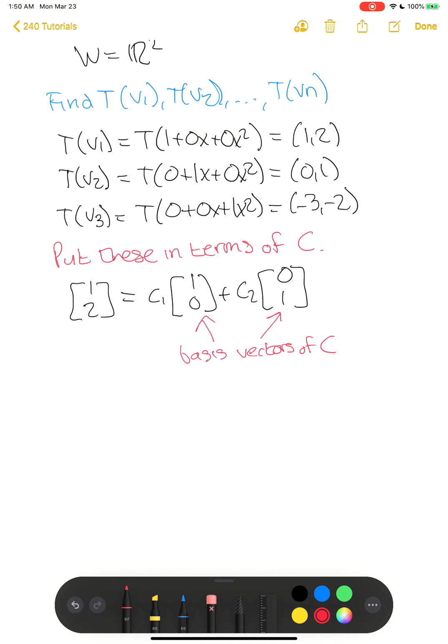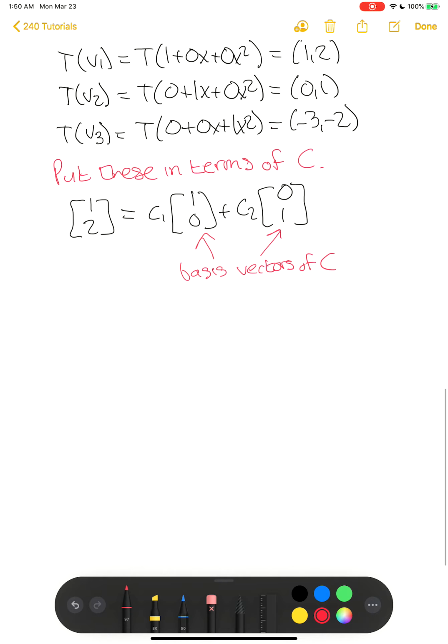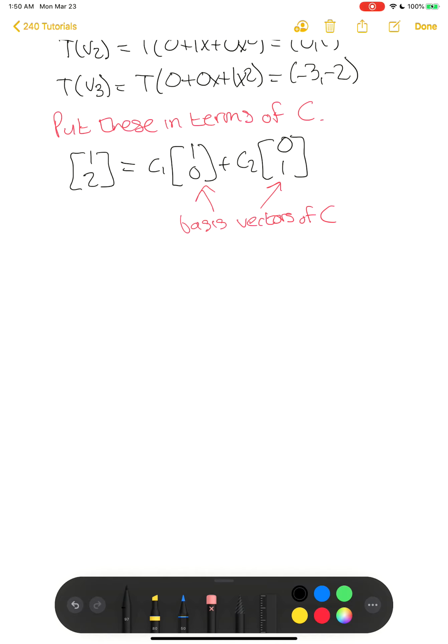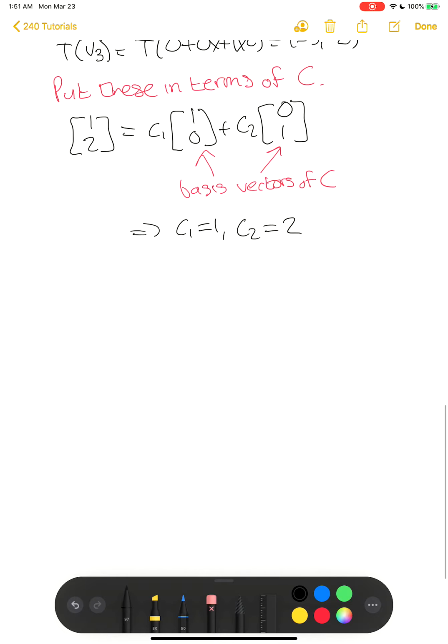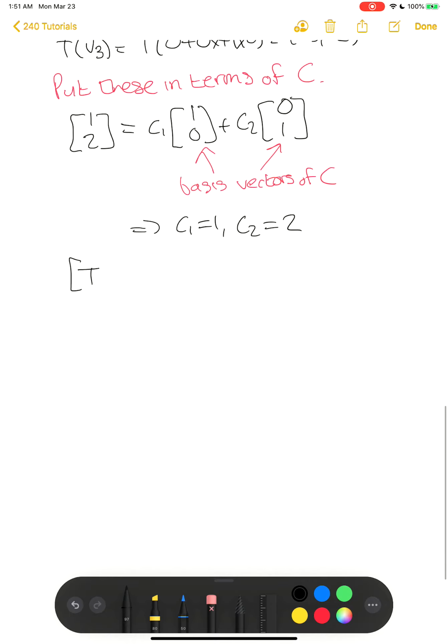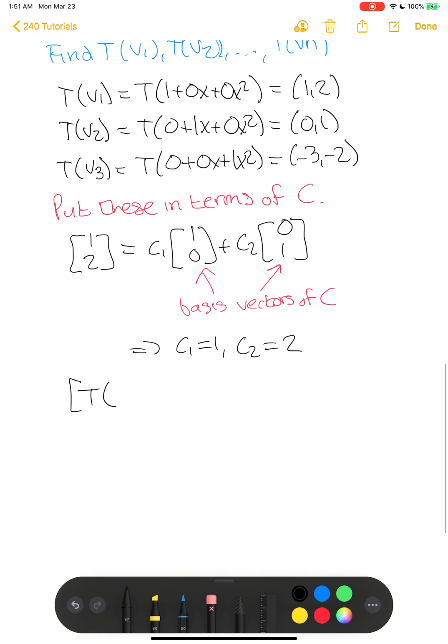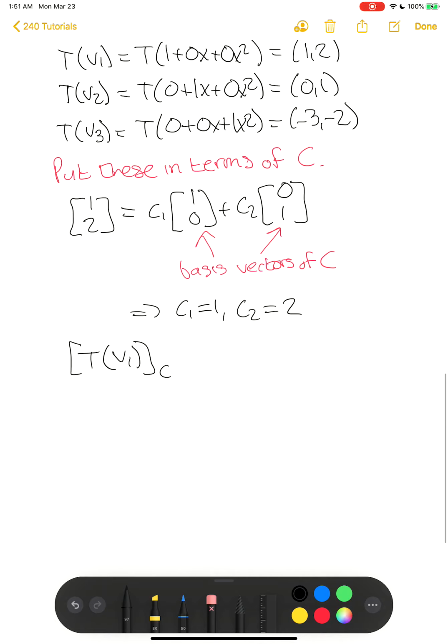All right, and then you have to solve for C1 and C2. In this case, it's not the trivial solution, but it's very easy. You know that C1 has to be 1 and C2 has to be equal to 2. So then you know that T of V1, written with respect to the basis C, is equal to the vector 1, 2, written with respect to the basis C. But we just found that here to be exactly equal to 1 and 2.